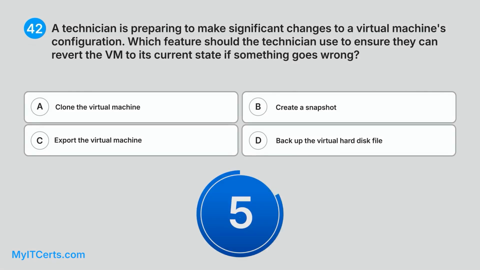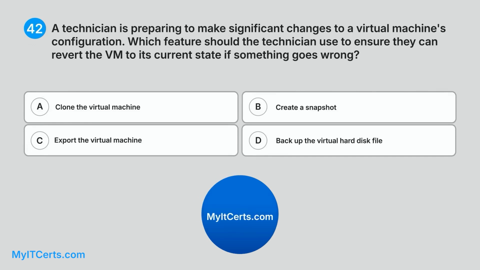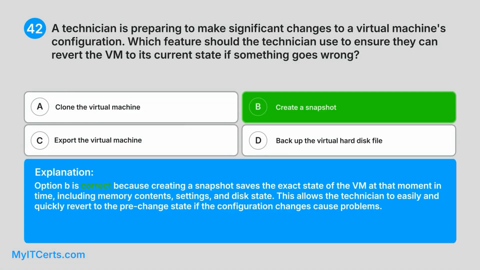Do you know the answer? Correct answer: B. Create a snapshot. Explanation: Option B is correct because creating a snapshot saves the exact state of the VM at that moment in time, including memory contents, settings, and disk state. This allows the technician to easily and quickly revert to the pre-change state if the configuration changes cause problems.